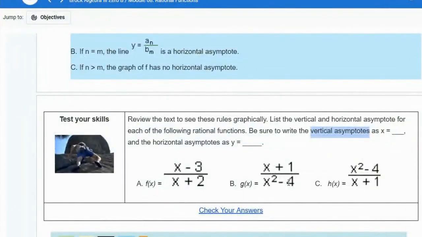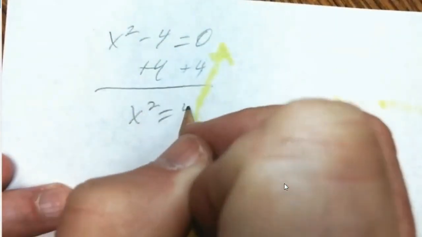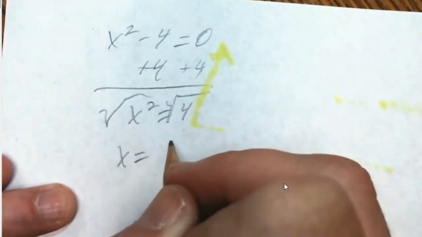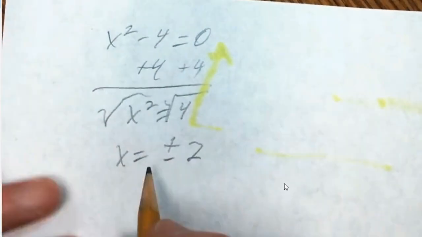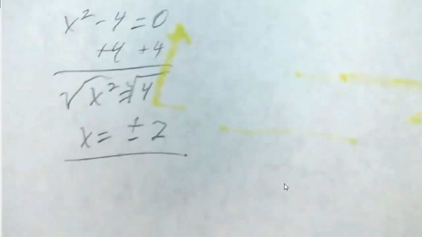And x squared minus 4, that is where the vertical asymptotes will be. So wherever x squared minus 4 equals 0, add 4. Wherever x squared equals 4, square root. So x equals plus or minus 2. There's 2 vertical asymptotes, one at 2 and one at -2.